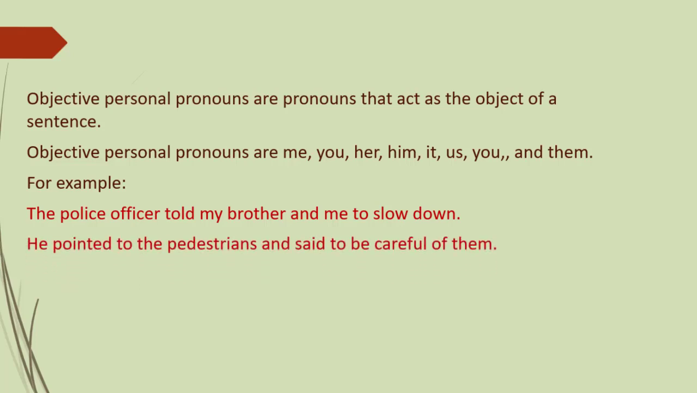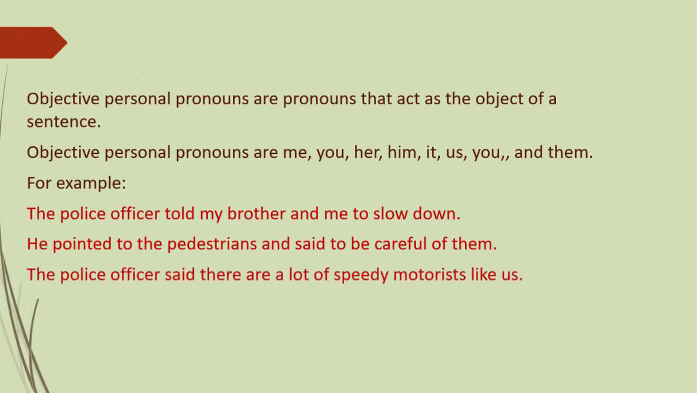He pointed to the pedestrians and said to be careful of them. In these sentences, me and them are the objective personal pronouns because they are doing the function of object in the sentence. The police officer said there are a lot of speedy motorists like us.